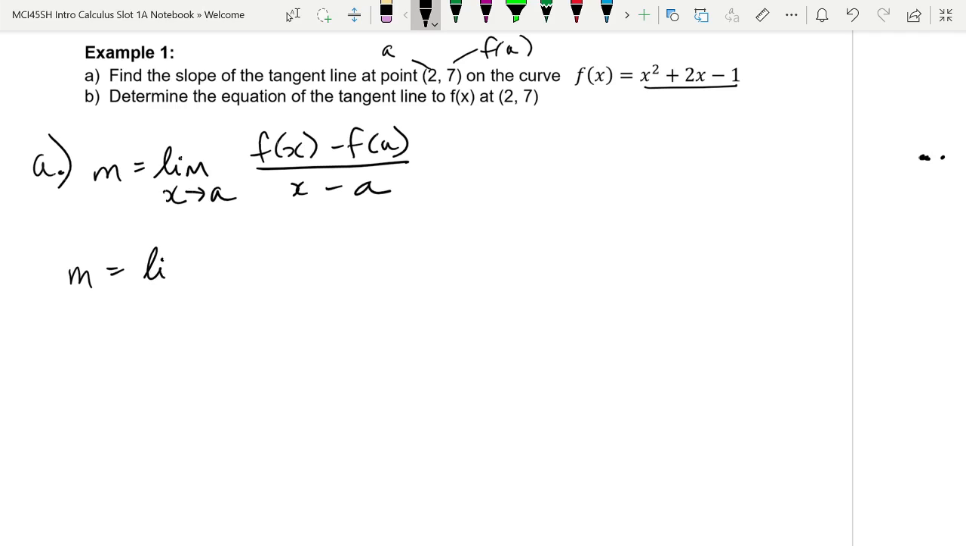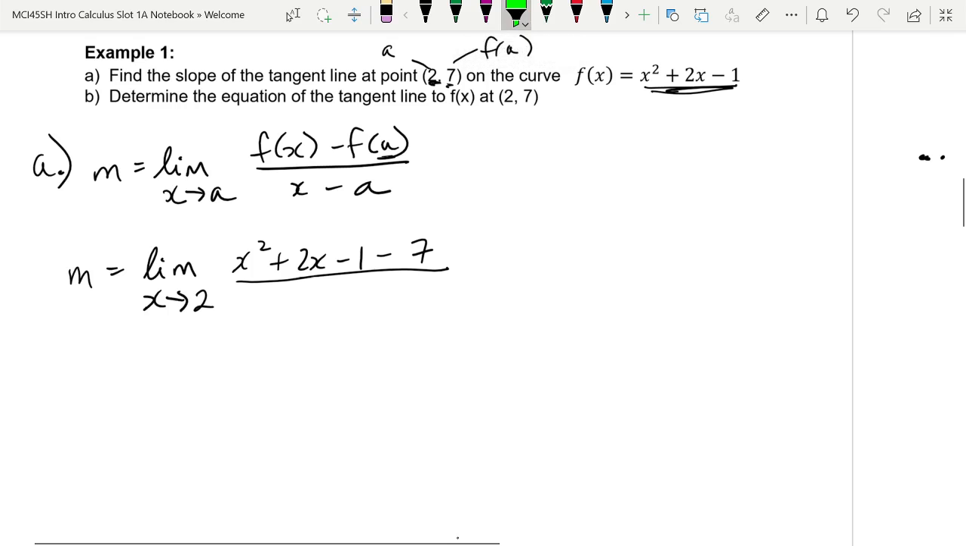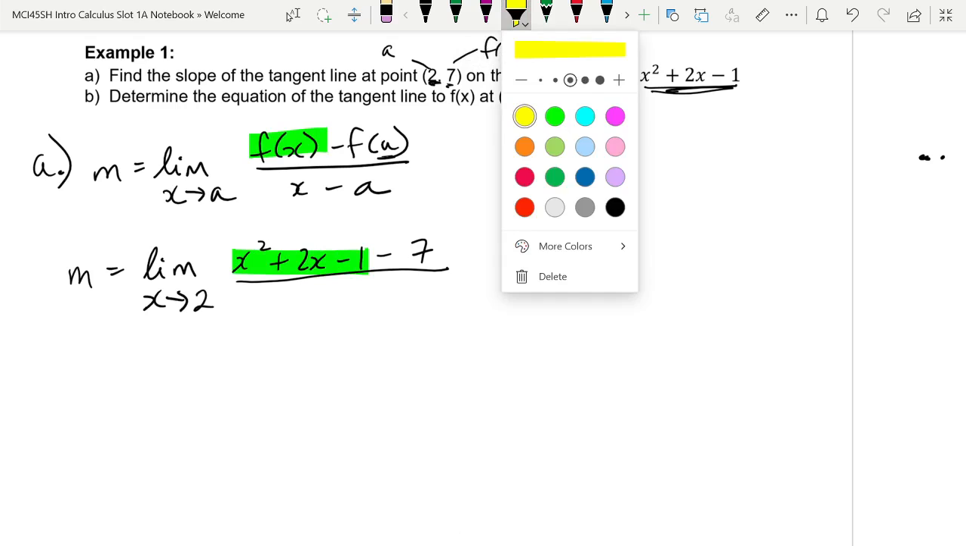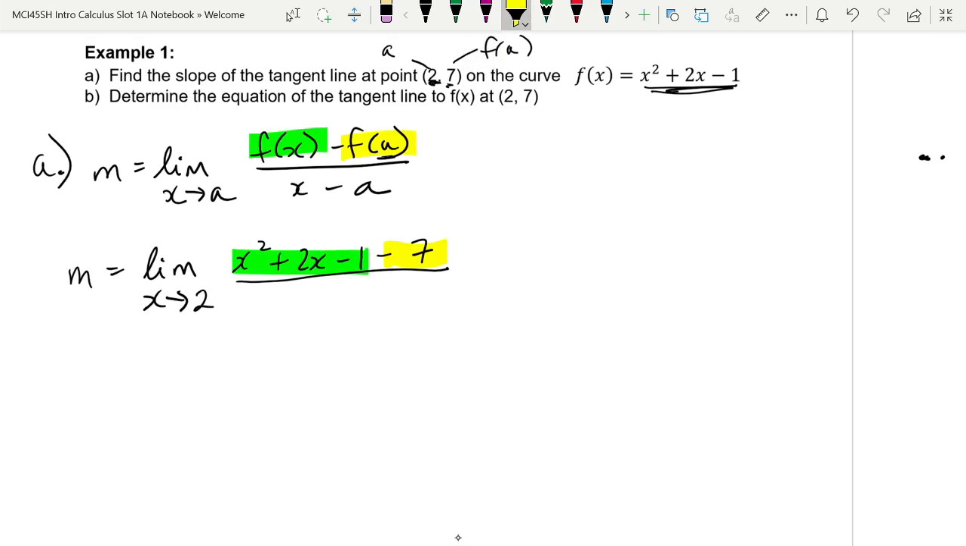So I am looking for the limit as x approaches this A value of 2 of the function x squared plus 2x minus 1. And then f of A is just this coordinate here. Now, if it had just said at the point when x is 2, I'd have to run 2 through this formula and find that it's 7. But it tells me that it's 7, so I can just plug the 7 into the formula. So again, just to make sure you're following me, this part is right here, and this part is right here. Okay, so make sure that makes sense to you.